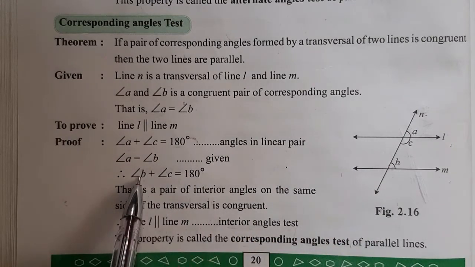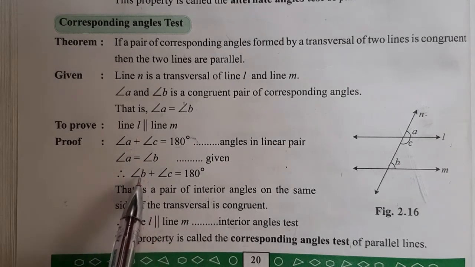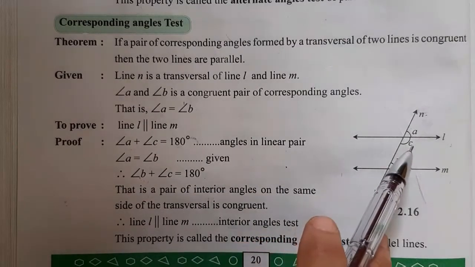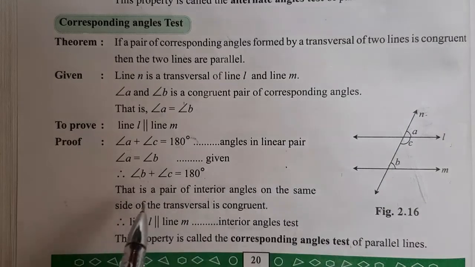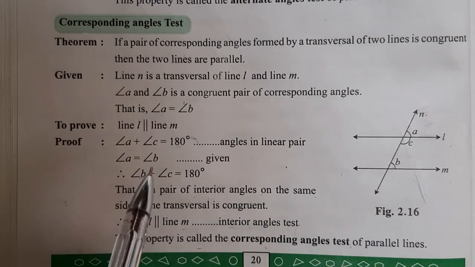So instead of A, we can write B again. Angle B plus angle C equals 180 degrees. But angle B and angle C are the interior angles. So a pair of interior angles on the same side of the transversal is supplementary. So line L is parallel to line M. This is the interior angle test. And this property is called the corresponding angle test of parallel lines. Okay, got it all of you? These three theorems.